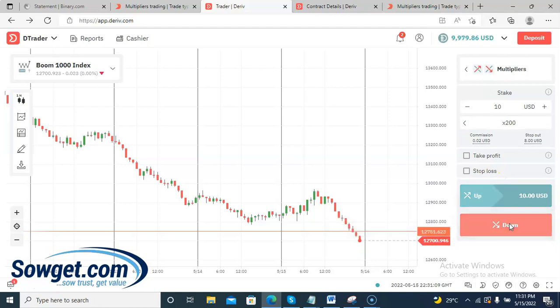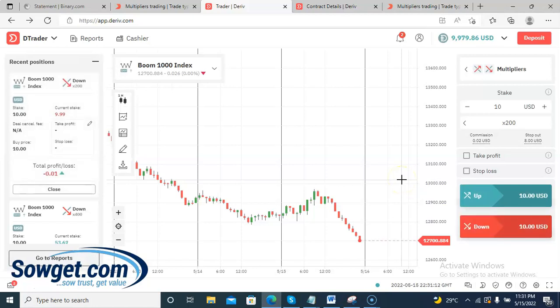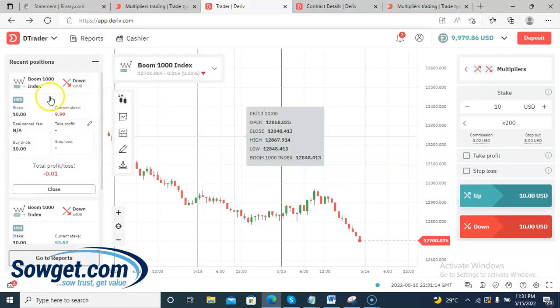I click on it. So you can see this is my transaction here. This is the contract I entered here. I went down, I took fall, and I staked $10. Currently my stake value is $10.01, and I've made a profit of 0.02 positive.